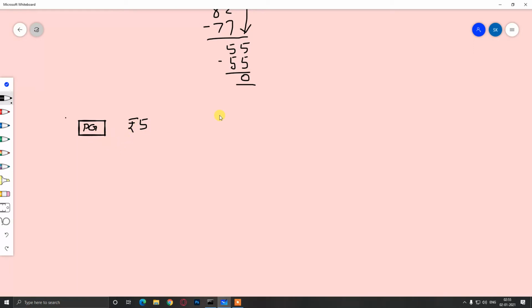So what will be the cost of two Parle-G biscuits? So one cost is 5. One Parle-G cost is 5, and another Parle-G cost is also 5. So total how much? Total it will be rupees 10.